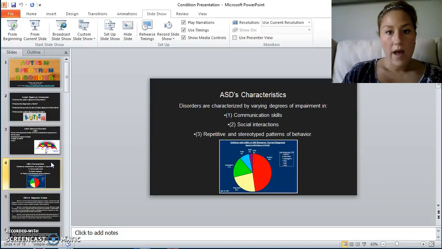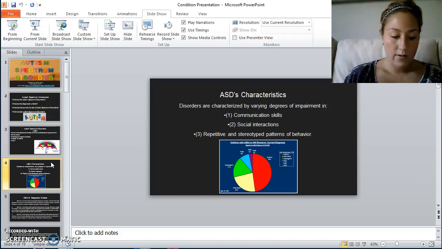ASD affects 1 out of every 68 children in the United States. Studies have shown that the disorder occurs more in boys than in girls. Autism spectrum disorder affects 3 different areas of a child's life, which are their communication skills, their social interactions, and their behaviors.